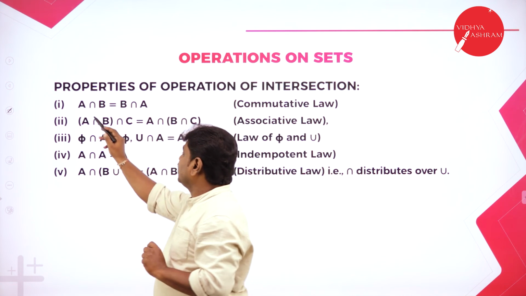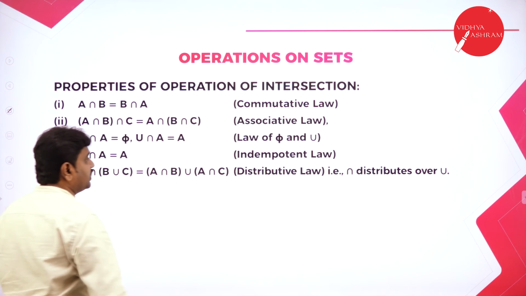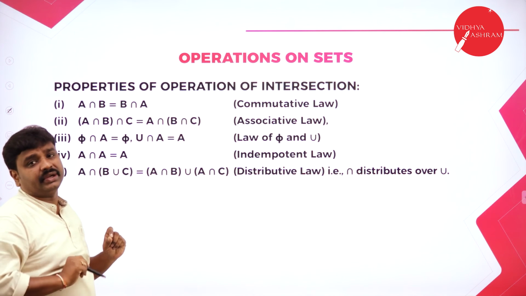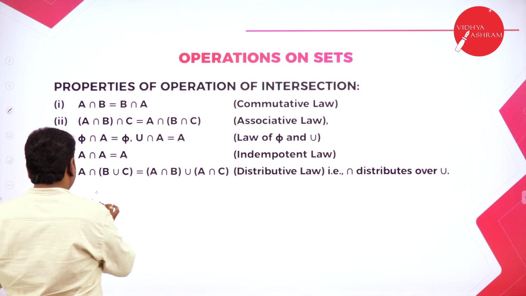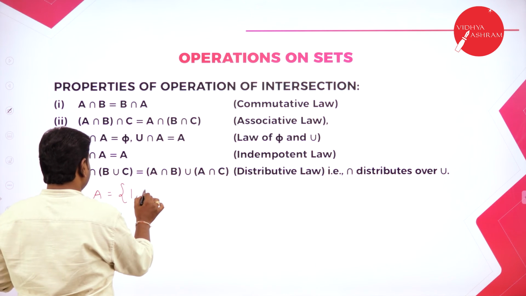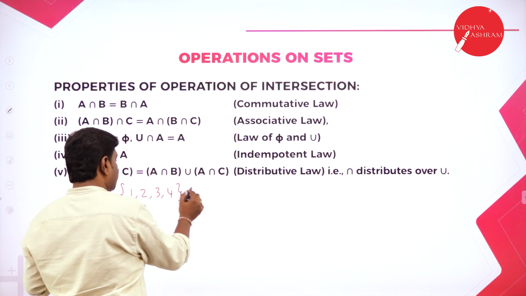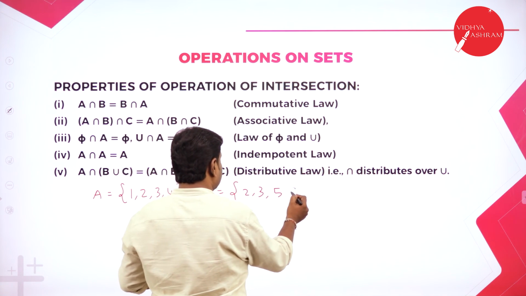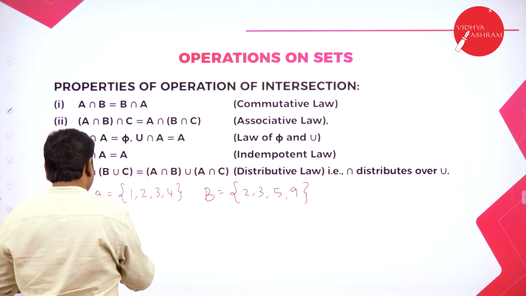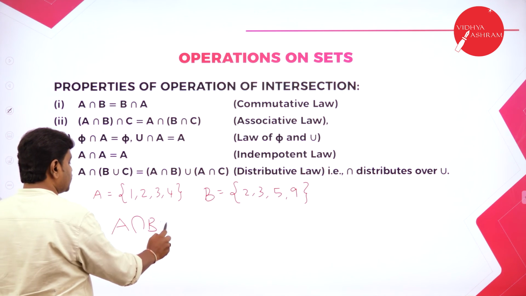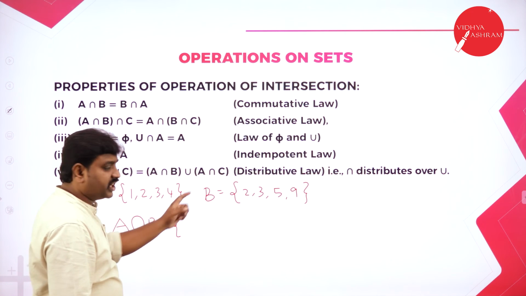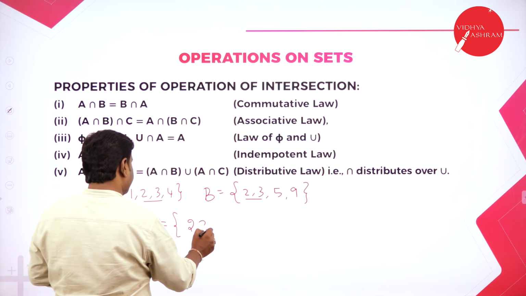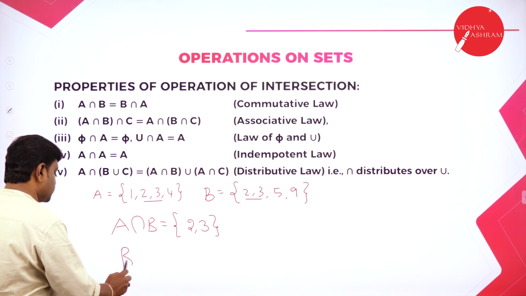What is the first property? A intersection B is same as B intersection A. It means intersection is commutative. If I take A equal to {1, 2, 3, 4} and B equal to {2, 3, 5, 9}, and I ask you to write A intersection B, what is meant by A intersection B? A set containing common elements of A and B. So what are the common elements? 2, 3 is present in both. So {2, 3}.